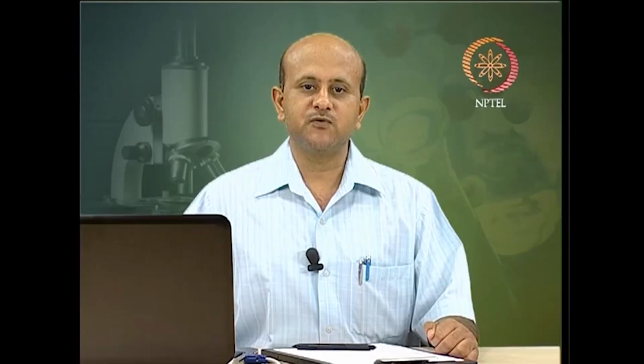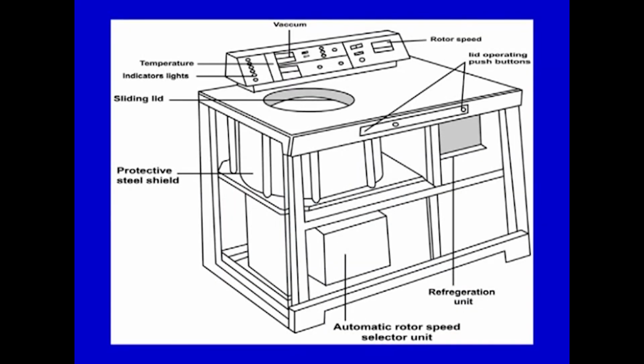This is a simple schematic diagram of an ultracentrifuge, and as you can see there are a lot of different things which are important in here. There is an arrangement for vacuum. There are switches, or controls, for vacuum, temperature, indicator lights, and rotor speed. These are for lid operating. Then there is an automatic rotor speed selection unit. There is a protective steel shielding. There is a sliding lid where you can put things in. There is a refrigeration unit.